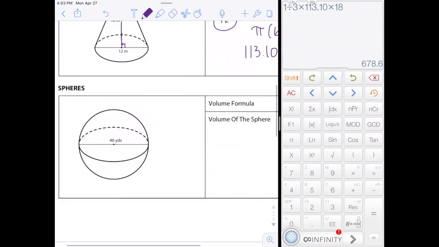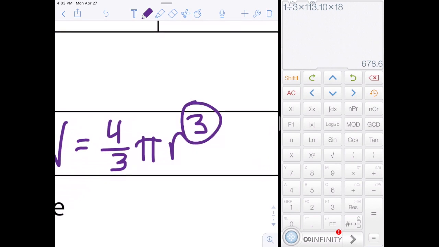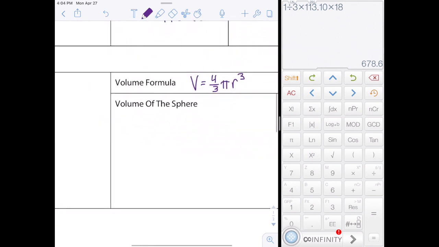Done. Okay, now spheres are even easier because there's a formula. Now it's a different formula, but there's no base, so we don't have to find the base first. So our formula for a sphere is going to be 4/3 pi r cubed. Don't forget, this is cubed. I've seen so many students make the mistake. They forget and they write squared because they're used to writing squared. Volume is cubed.